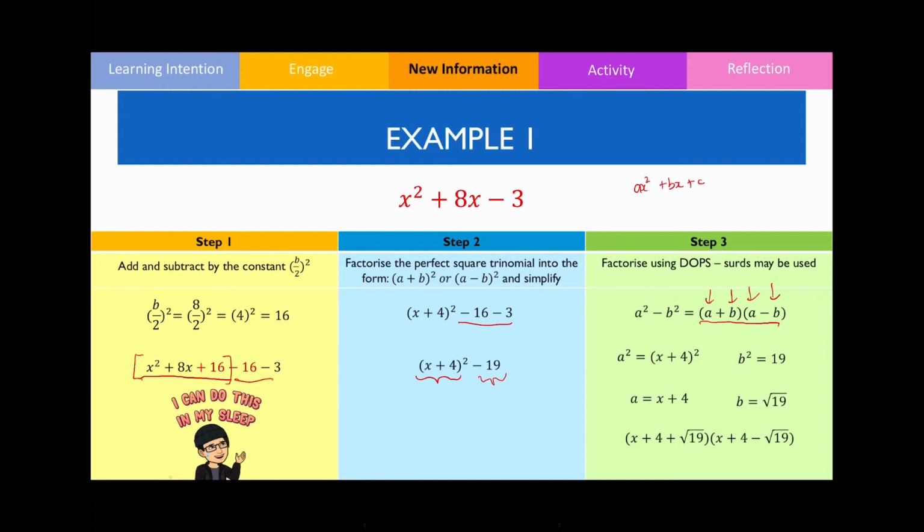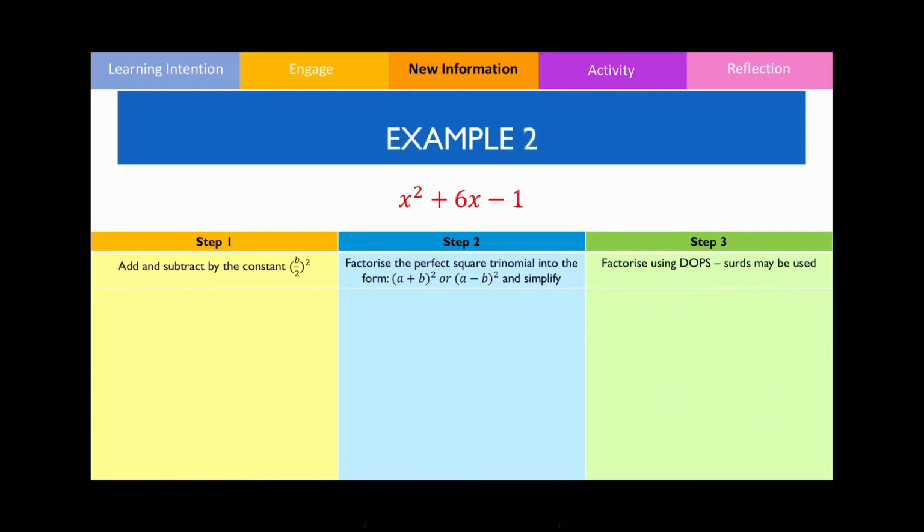Now, obviously, going through one example, you're not going to become experts, so I'm going to go through another example. Again, we're just going to use the formula (b on 2) whole squared. So 6 divided by 2 gives you 3, and 3 squared gives you 9. I'll add 9 and subtract 9. The reason I do this is that it allows you to recognize a perfect square and then factorize it.